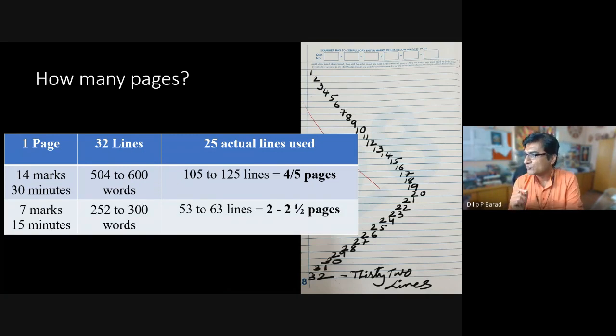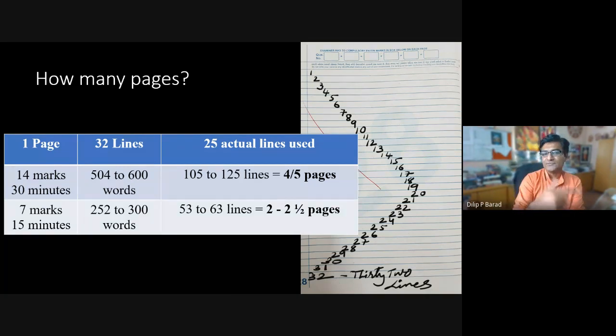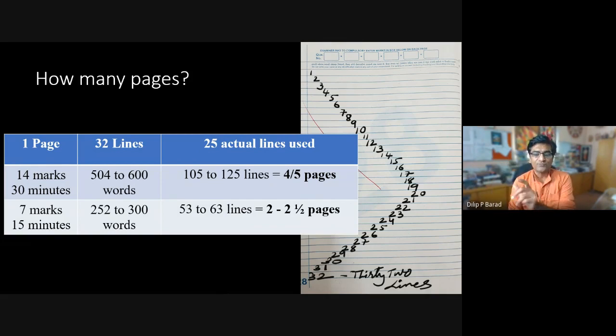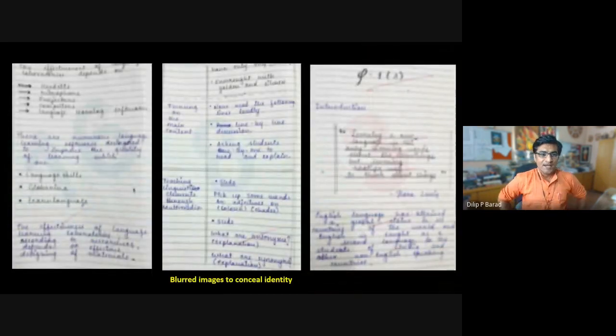So you don't have to count that one page is 32. So if 125 lines, then this many. You have to add a few more lines to that also. So adding that, it comes down to 4 to 5 or 2 to 2.5. Now see what kind of answers are written, how you generally utilize this. We have blurred these images so the identity is not revealed. The images are blurred just to get an overview.